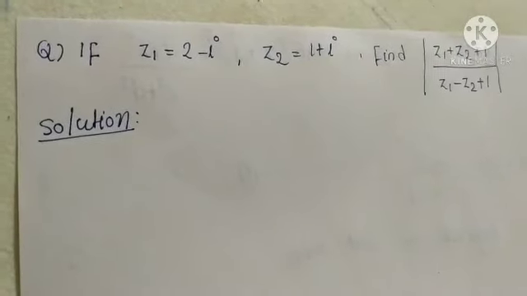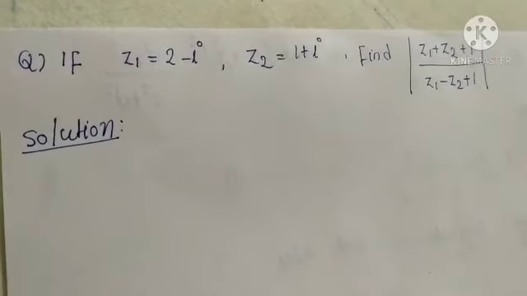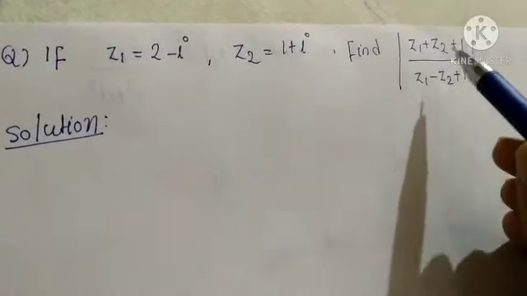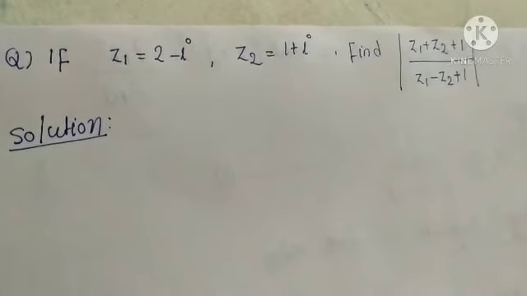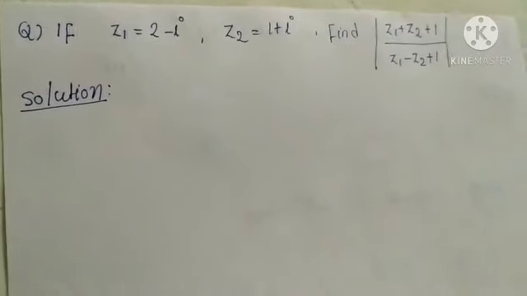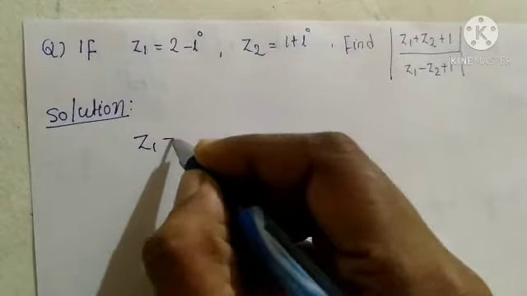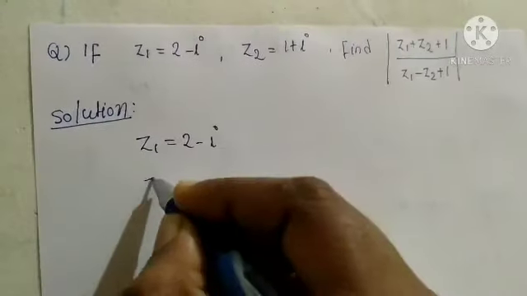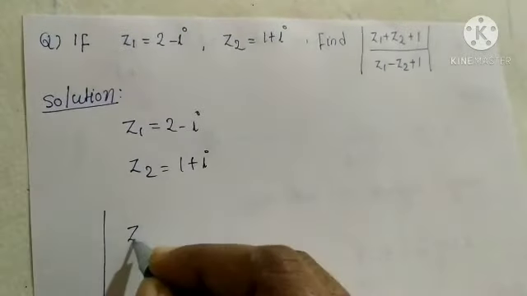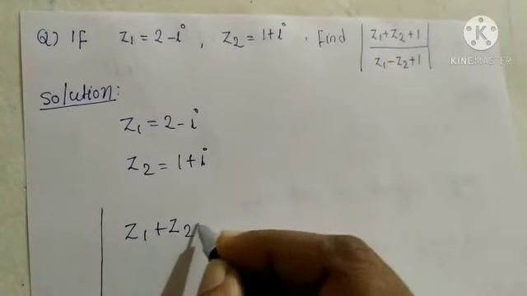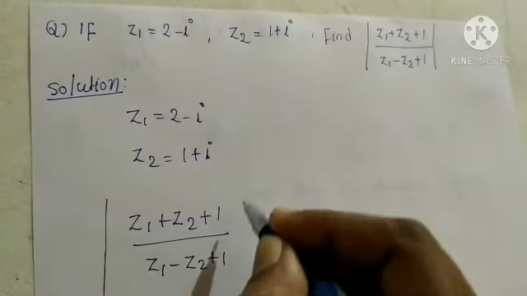Okay. In this question, if z1 equals 2 minus i and z2 equals 1 plus i, find mod of (z1 plus z2 plus 1) divided by (z1 minus z2 plus 1). Okay, so let's start the solution of this question. Here it is given that z1 value is 2 minus i and z2 value is 1 plus i, and we need to evaluate the modulus of (z1 plus z2 plus 1) divided by (z1 minus z2 plus 1).